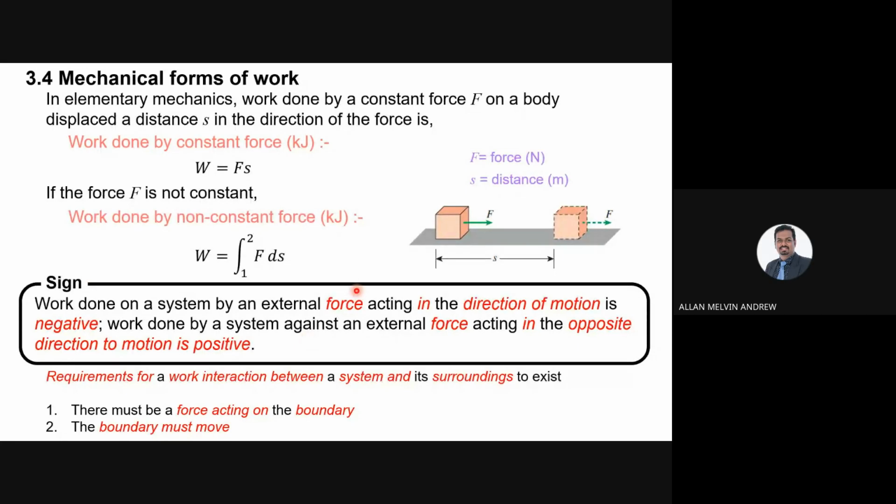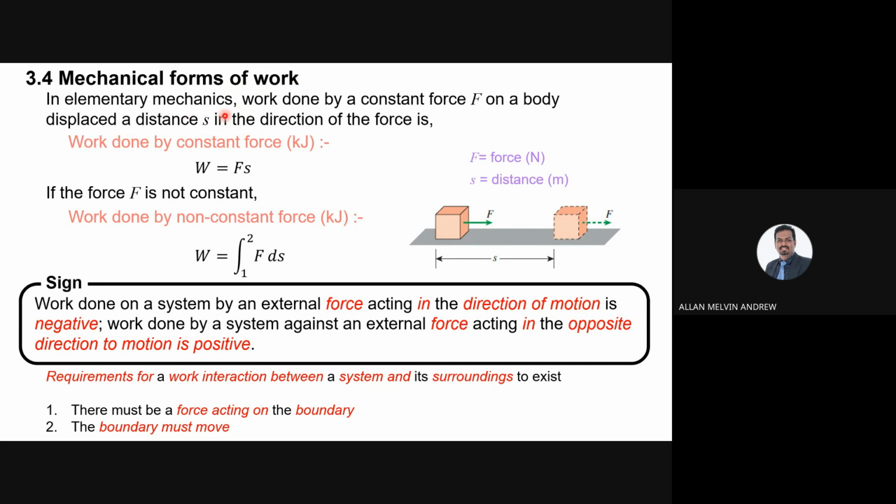Okay, so today we will continue with 3.4. Previously we stopped at 3.3. Today we will discuss the mechanical forms of work. We have looked at energy transfers, and we know that there is another type of energy transfer, which is work. There are various forms of work, and we are currently looking at the mechanical form of work.